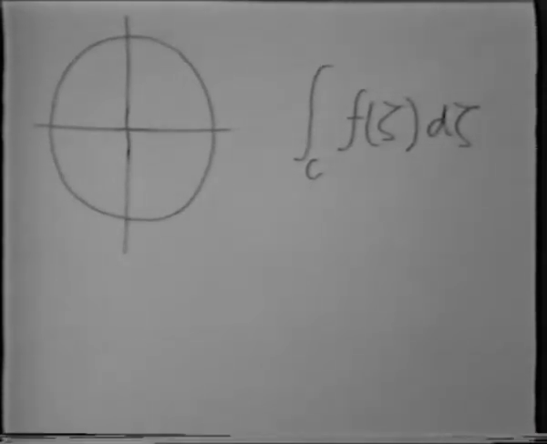Suppose you had an integral like this to evaluate. f is a complex function, and C, let's say, is the unit circle. That's the circle whose center is at the origin and whose radius is 1. Well, I'm sure that you could think of at least one way of doing this integral. You could parameterize the circle by taking zeta equals e to the i theta, and you could substitute into the expression, and then you would have two real integrals to evaluate.